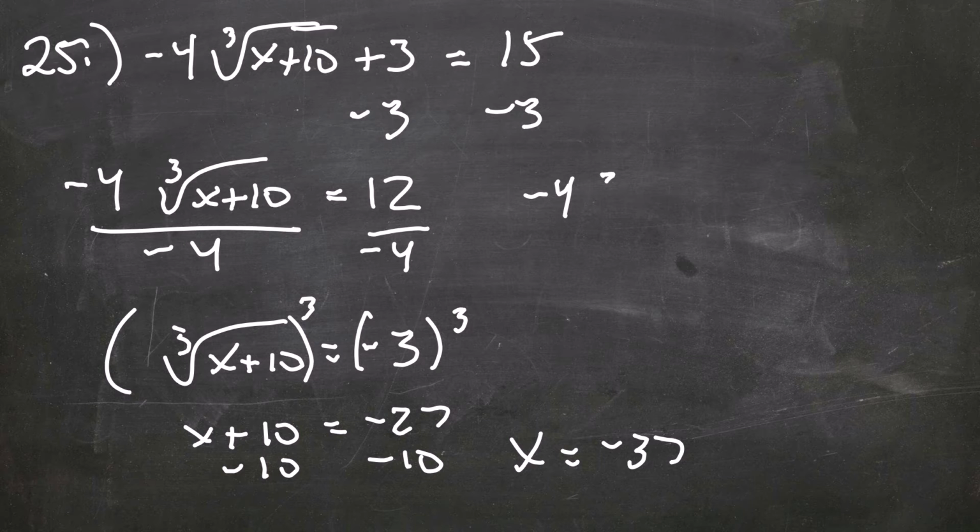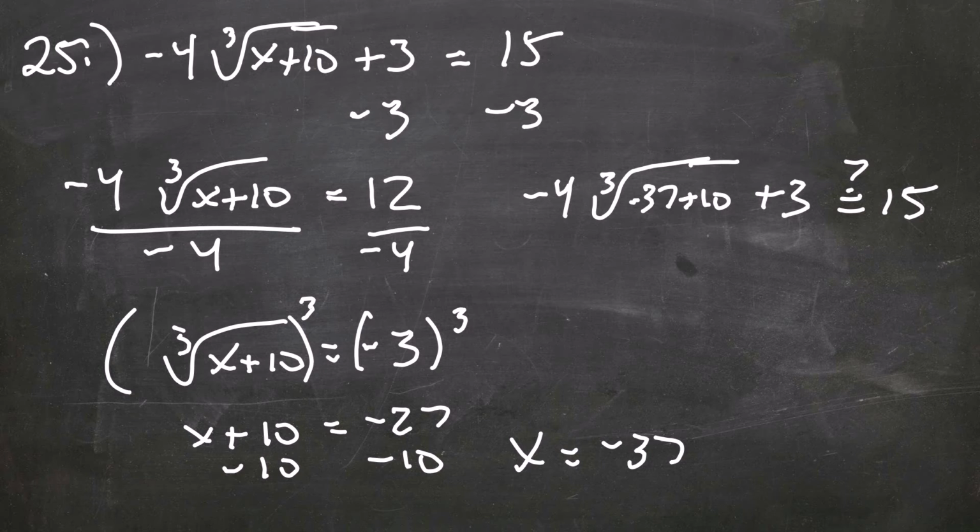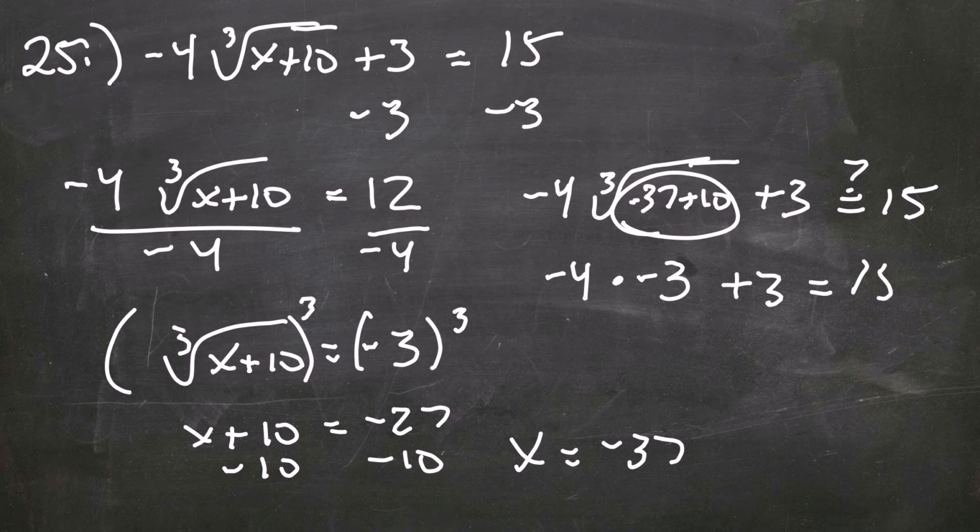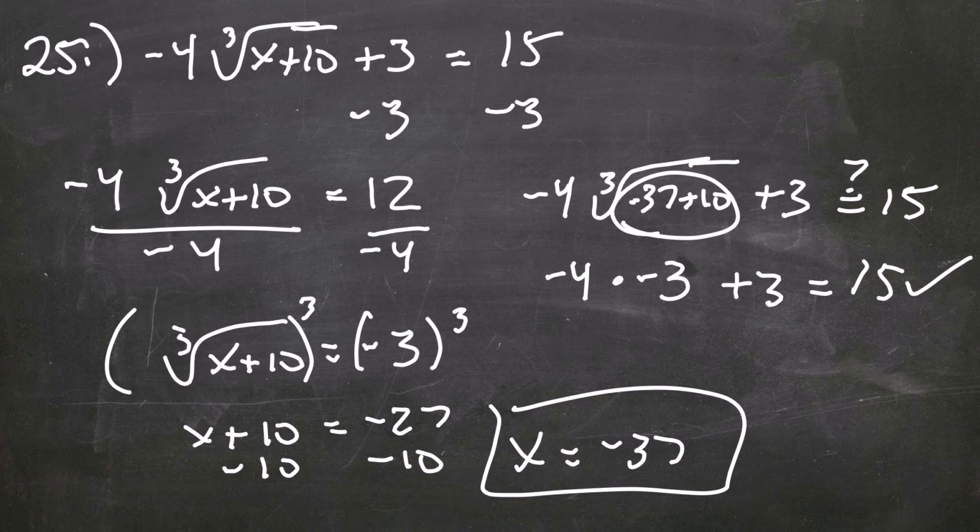So I say negative 4 cube root of negative 37 plus 10 plus 3. Does that equal positive 15? So I have negative 4 times, that's negative 27, so it's negative 3 plus 3. Does that equal, negative 4 times negative 3 is positive 12. Positive 12 plus 3 does equal 15. It's good. So that's a good answer. That's it for 25.